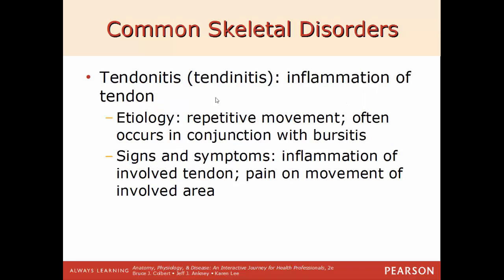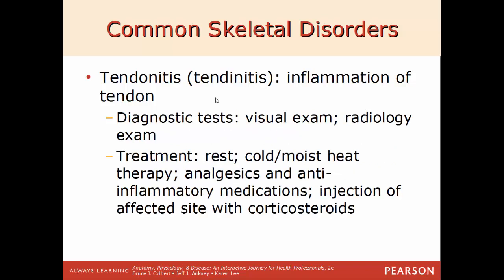Tendinitis, inflammation of a tendon. The etiology, repetitive movement, often occurs in conjunction with bursitis. Some common signs, inflammation of the involved tendon and pain during the movement of the involved area. Some diagnostic testing, visual exams, radiological exams. Some common treatments, rest, pain relievers, corticosteroid injections, cold and moist heat therapy.